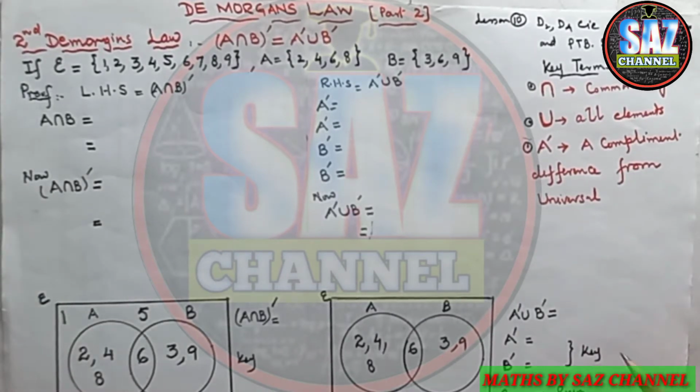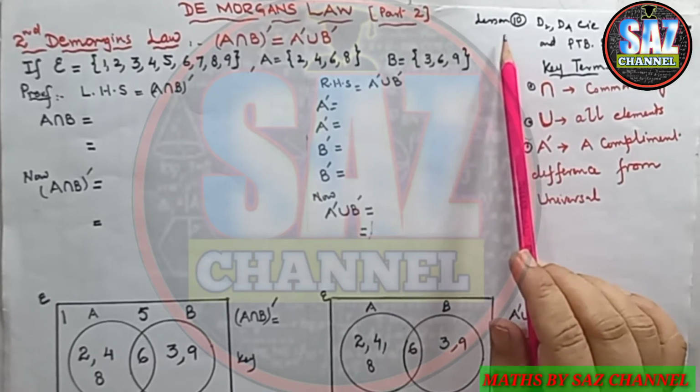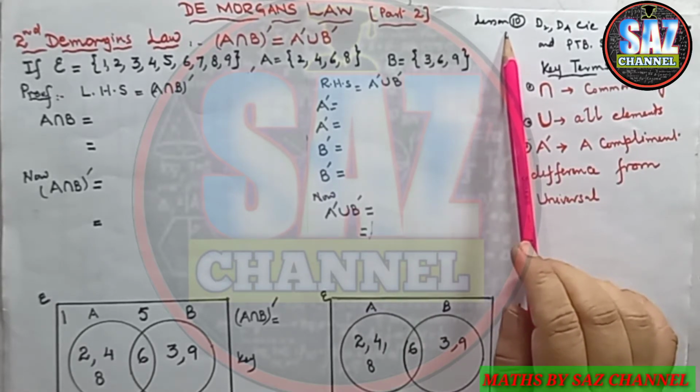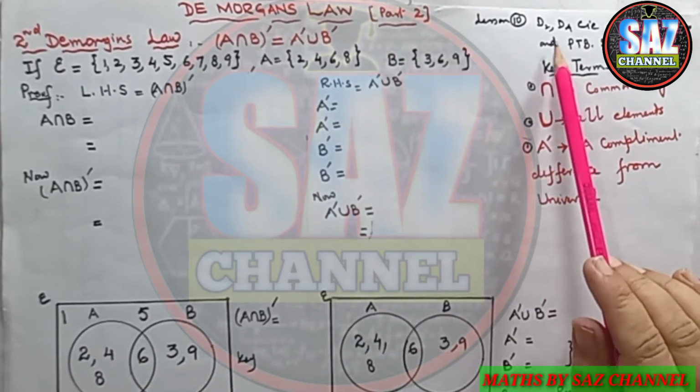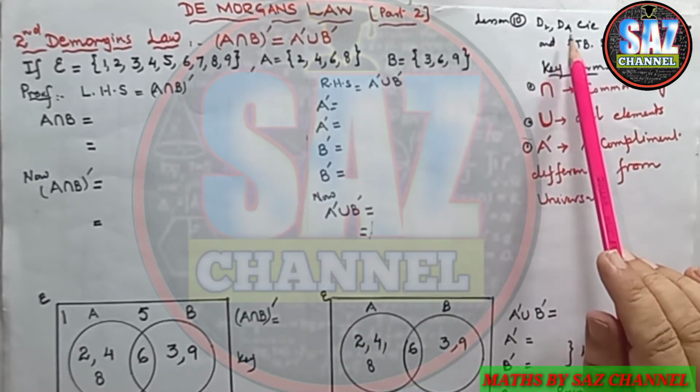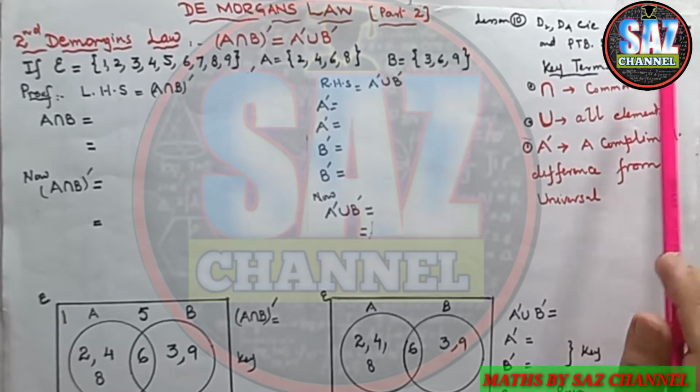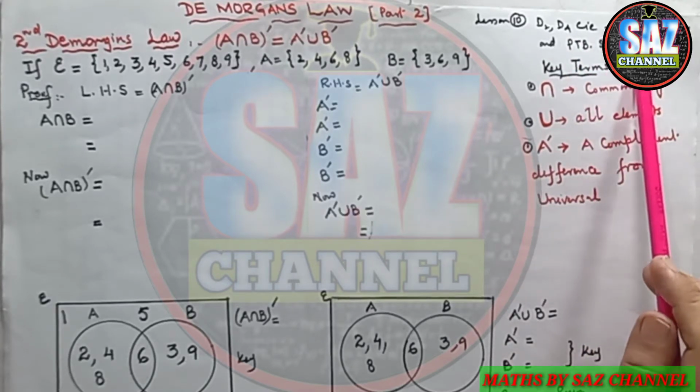This is my 10th lesson of Introduction to Set Theory. In this lesson, I will discuss De Morgan's Law Part 2. These lessons are equally important for D2, D4 and CIE exam preparation students and the students of PTP board.